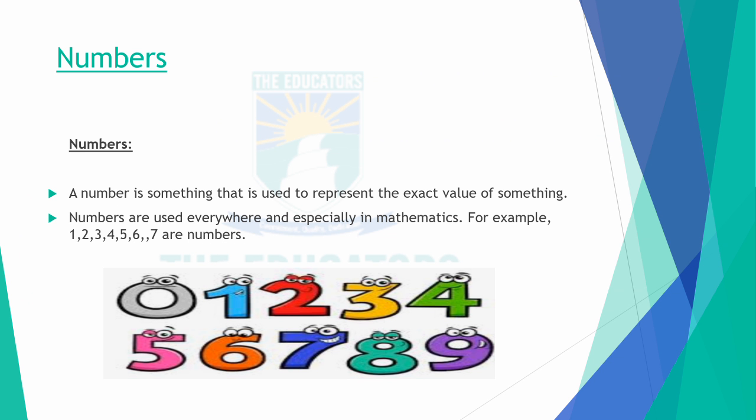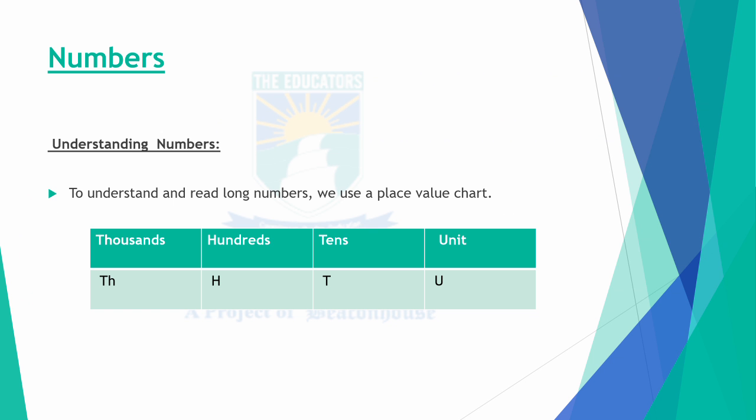Now we will discuss how we can understand numbers, how we can read them, and how we can find out their place values. For that purpose, we would use a place value chart. This chart would help us to understand and to read long numbers. You can see in this chart that in the first column we have unit, in the second column we have tens, in the third column we have hundreds, and in the fourth column we have thousands.